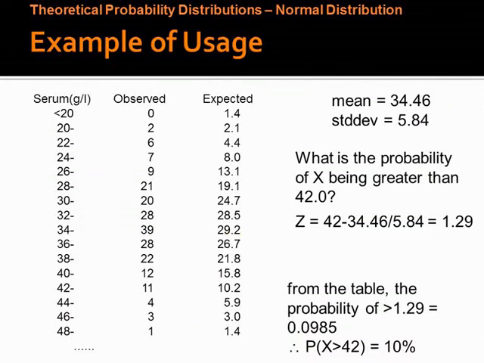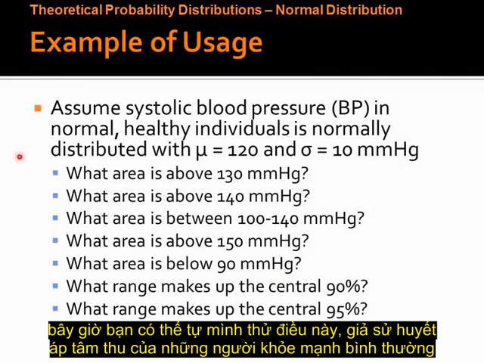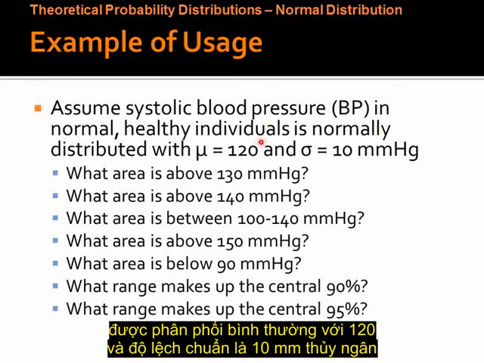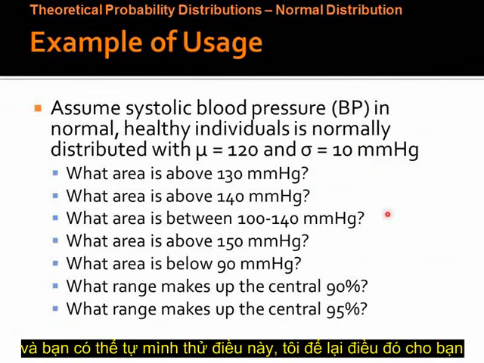Now, you can try this yourself. Assume systolic blood pressure in normal healthy individuals is normally distributed with mu 120 and standard deviation 10 millimeters of mercury, and you can just try this out for yourself. I'll leave that for you, right?